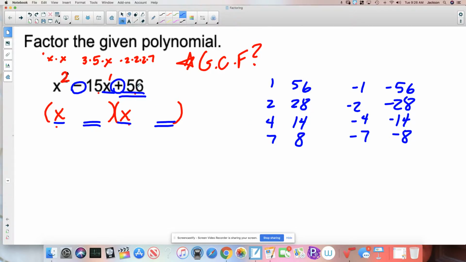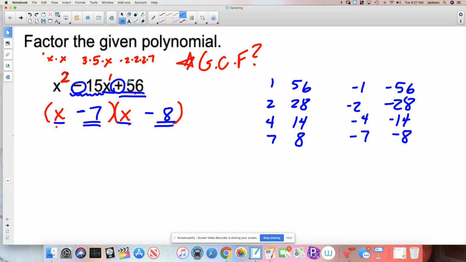The numbers that multiply to be positive 56, all of those are here. But what we haven't talked about is this negative 15. The numbers have to add to be negative 15. When you look over here, none of these positive pairs are going to add together to be negative 15. So now we're looking over here, and we've started to whittle this down. Which pair in this list adds together to be negative 15? That would be these two numbers here. In no particular order, we can put the negative 8 there and the negative 7 here.